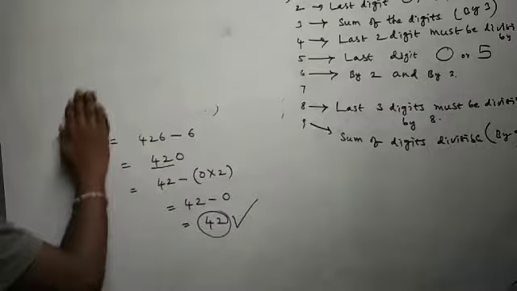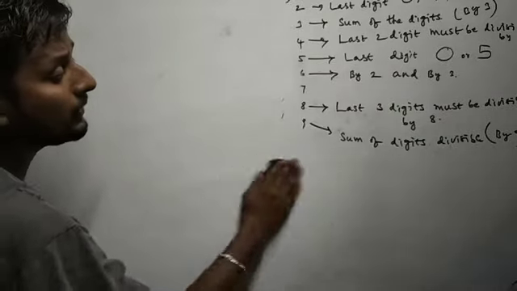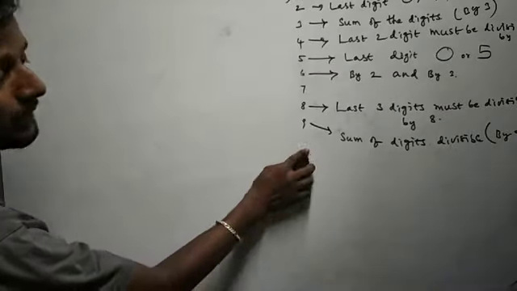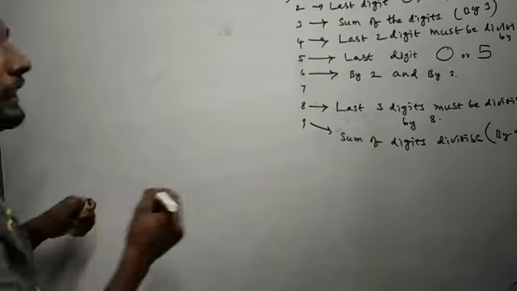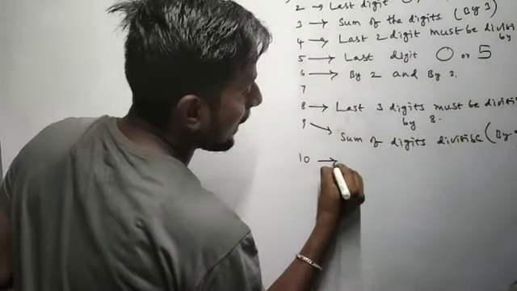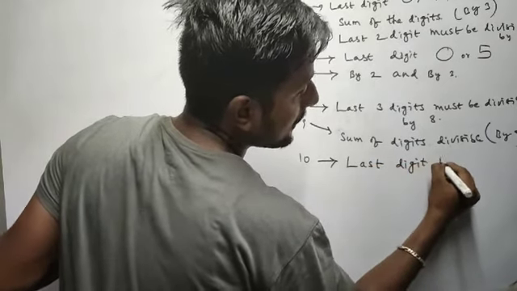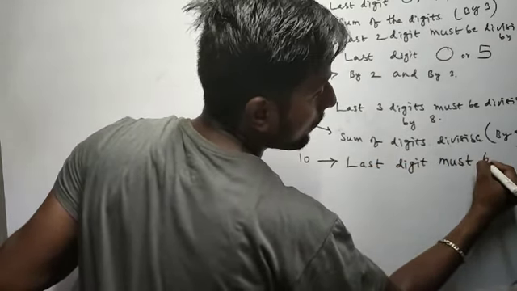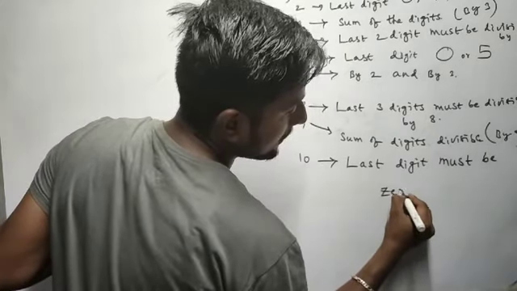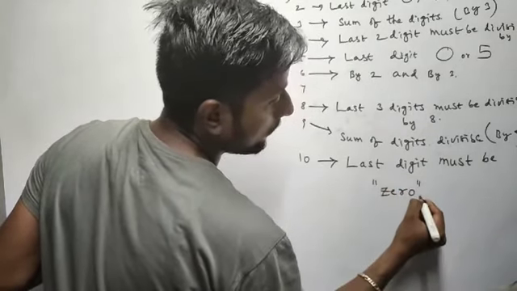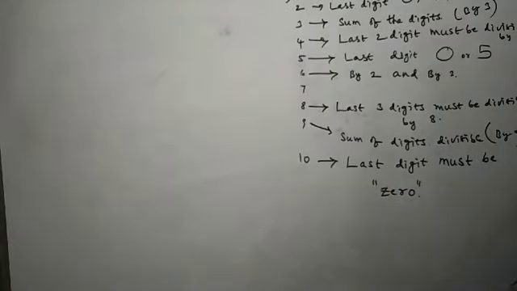7 is also completed. So we discussed 1 to 9 already, am I right? So 10: the divisibility rule for 10 is nothing but the last digit must be 0.